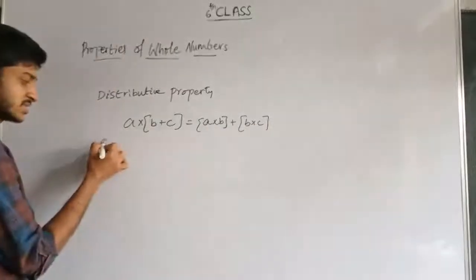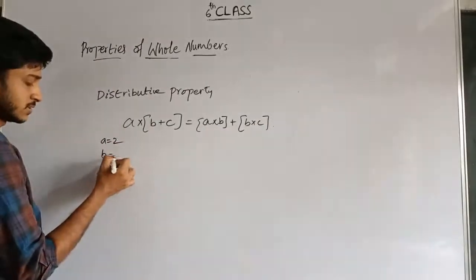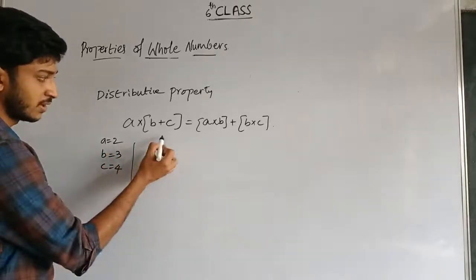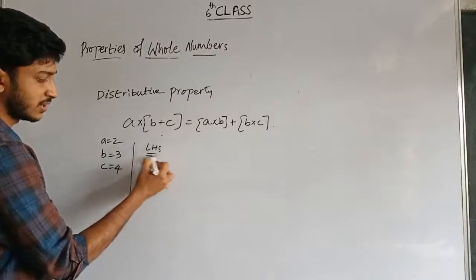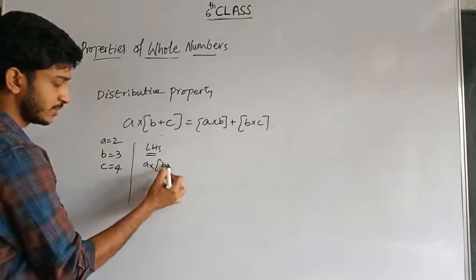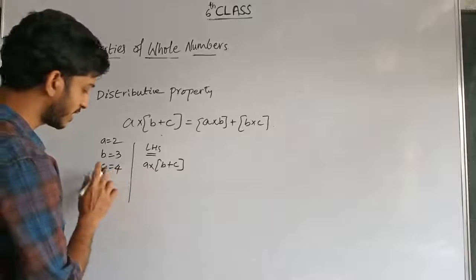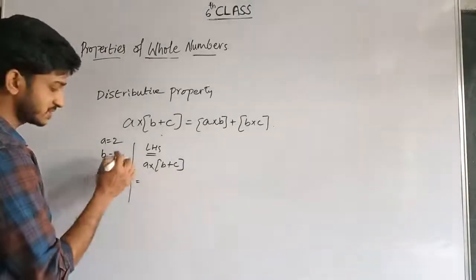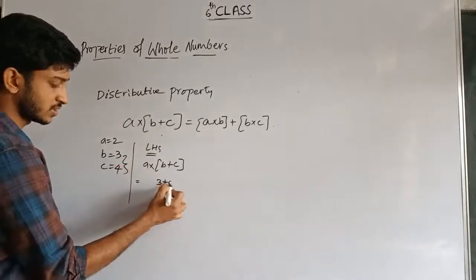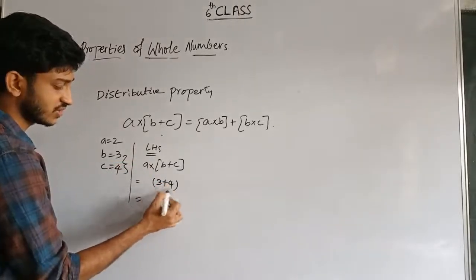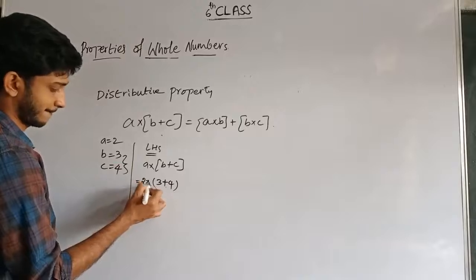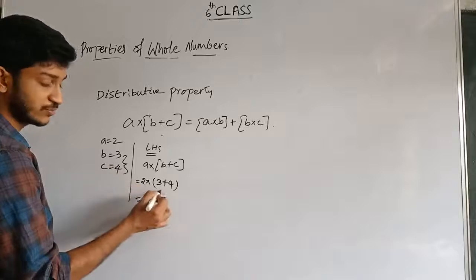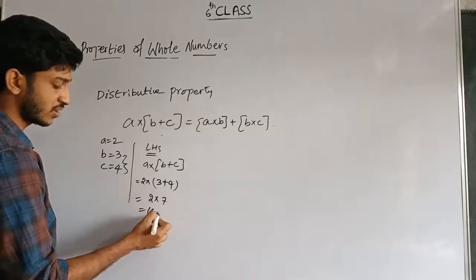Now we have to check this. A equals 2, B equal to 3, C equal to 4, I am taking. So here I am taking the left hand side. What is the left hand side? A into (B plus C). So in the bracket we have to solve first. B plus C means we have to add 3 plus 4, and we get 7. So 2 into 7, that is A into (B plus C), 2 into 7 is 14. I got LHS.